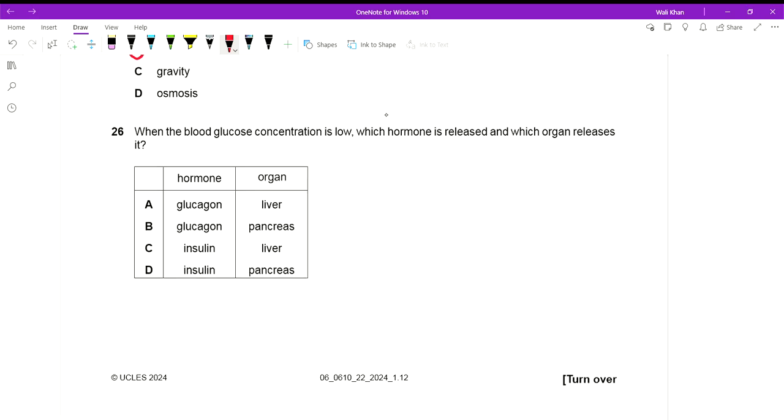When the blood glucose concentration is low, which hormone is released and which organ releases it? So its answer is: the hormone will be glucagon and the organ will be pancreas. So it is option B.